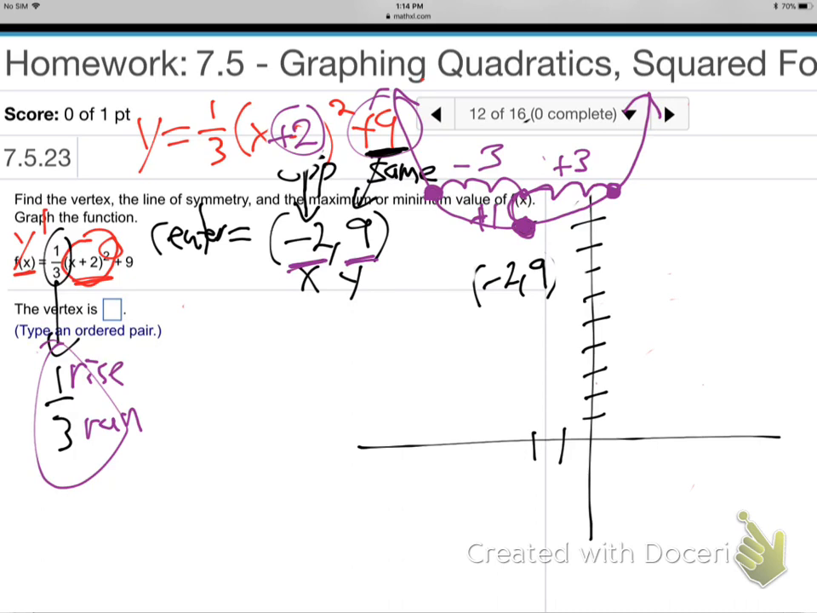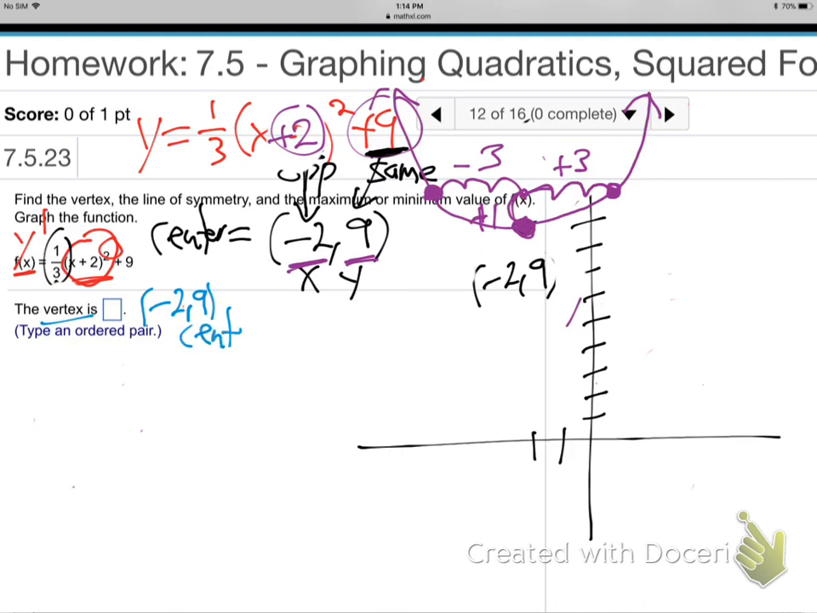Now, the questions they're going to ask us, the first question is they're going to say, what's the vertex? And vertex is a fancy word for center. So they're saying, what's the center? The center is the -2, 9, the center.